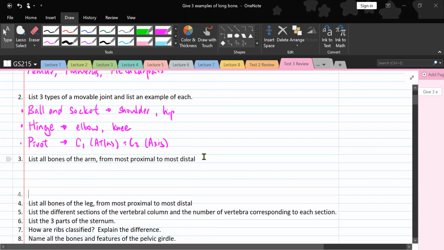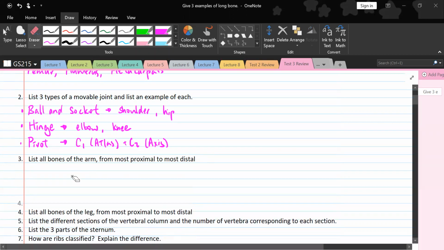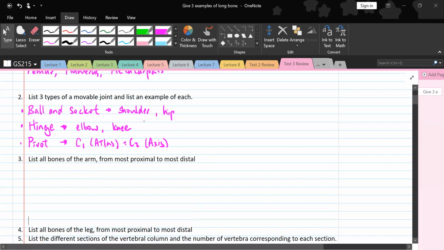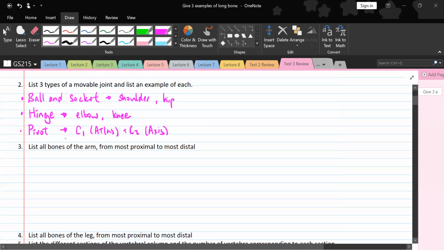Next question, list all the bones in the arm from the most proximal to the most distal. Okay, so you would have your scapula, which is your shoulder blade, and on the side you would have a socket for the humerus to go into, right? So scapula. This is called a glenoid process.